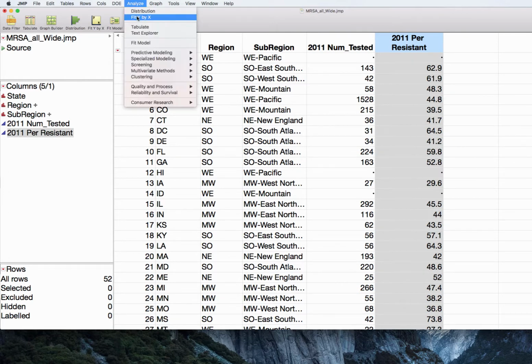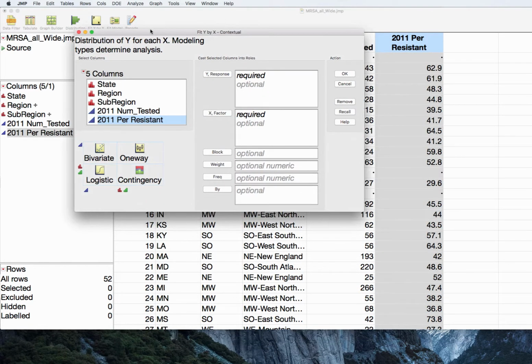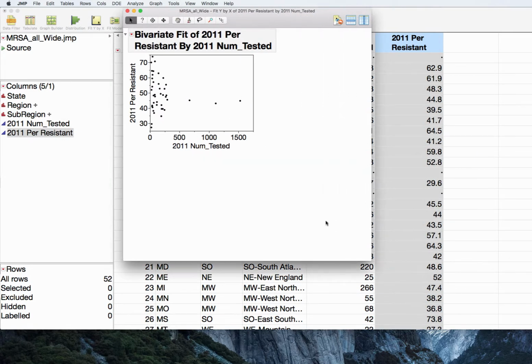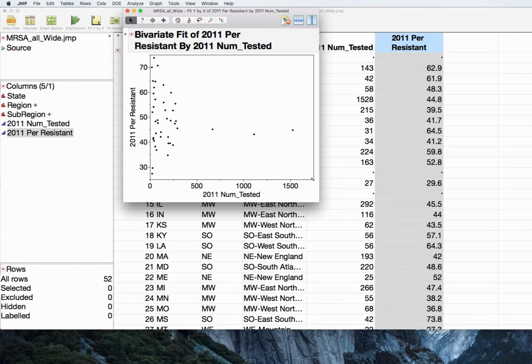Go to Analyze, Fit Y by X, and we'll put our percent resistant as our Y and our number tested as our X. It seems to me to make more sense to see if the number tested predicts the number or the percentage that are resistant, since the testing happens before the percentage resistant results come back. So I'll press OK here. And right off the bat, you can actually see that the plot looks a little strange. The scatter plot looks a little strange.